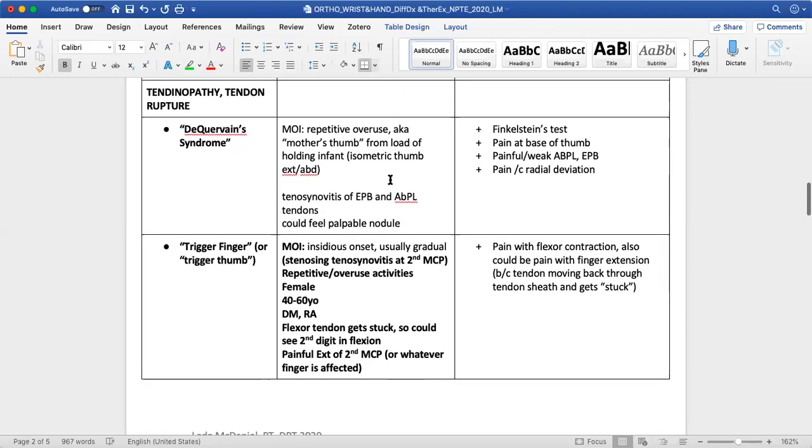All right, so moving on to these tendinopathies or tendon ruptures at the wrist and hand. De Quervain's is a common one that we see that's described. Mechanism here, again, repetitive overuse. Sometimes it's called colloquially mother's thumb, and if you think about holding an infant and having to hold a position of maybe radial deviation at the wrist to hold that infant upright, that's going to preferentially load these tendons that we think are irritated or at fault in this syndrome.